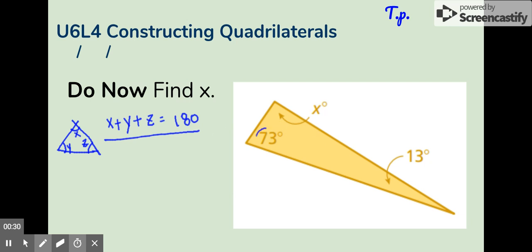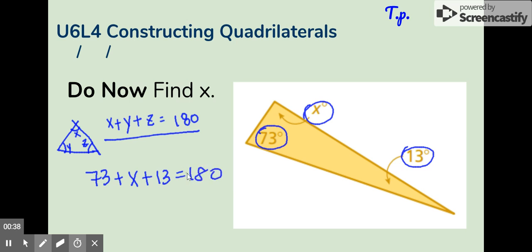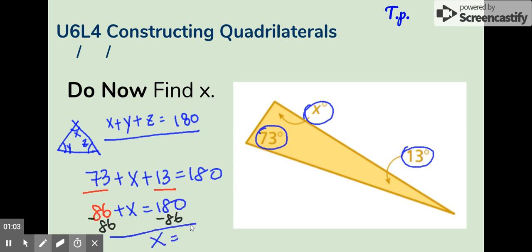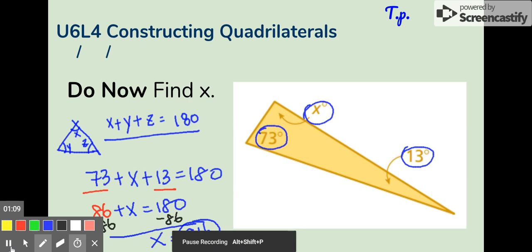to solve this question. So how many angles do we have here? We have 3 angles. I'm going to add them. 73 plus x plus 13 is equal to 180. Now we have like terms, so we can combine them. So it's going to be 86 plus x is equal to 180. Now we want to get rid of this 86, so this should be minus. On this side you have x, and on this side it should be 94. So x is going to be 94.